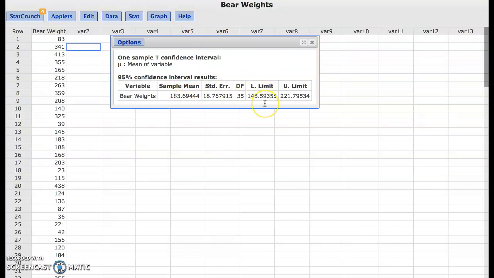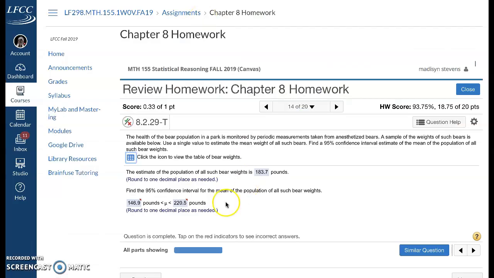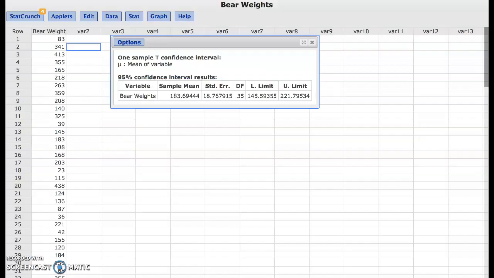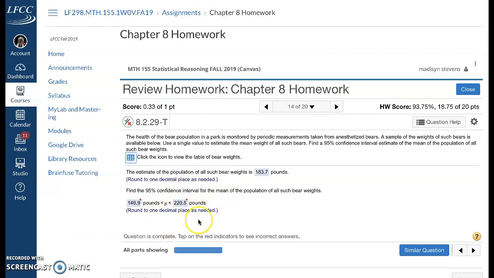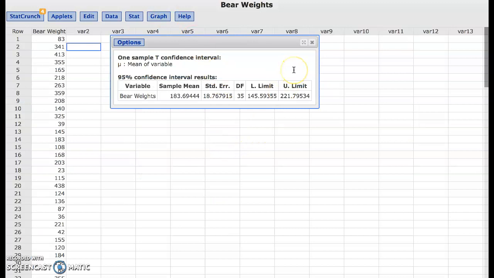For the confidence interval part, there's the L limit and the U limit, which is the still the confidence interval, the L just being the lower limit and the U being the upper limit. The L limit will be 145.59, which will be this lower limit, so the left one. And then your U limit is 221.79, which will be your upper limit, which will equate to the right information. And that is how you solve this problem using StatCrunch.